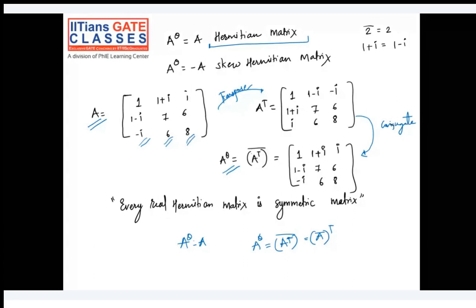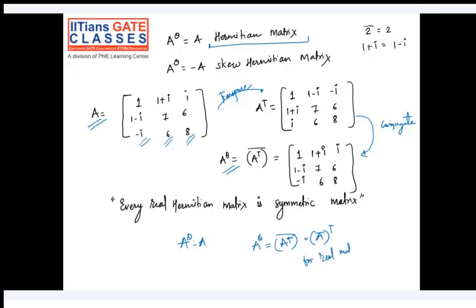For a real matrix, A raised to the power theta is equal to A transpose itself, right? Do you agree? Because conjugate doesn't make any sense there. So it is correct to say that every real Hermitian matrix is a symmetric matrix. Can I proceed to the next slide? Any doubt till this? If you have any doubt, feel free to ask.